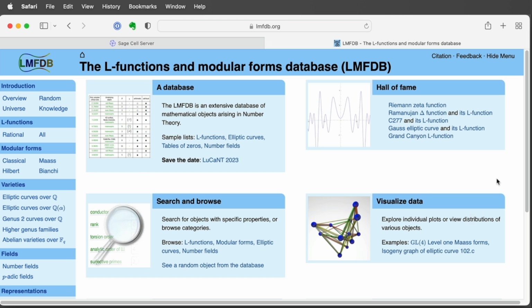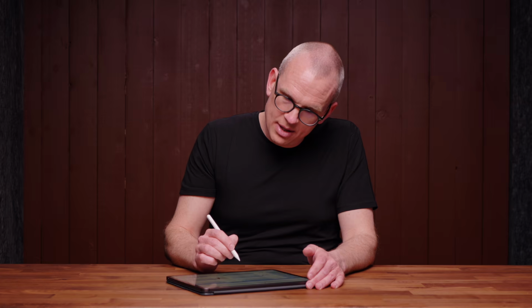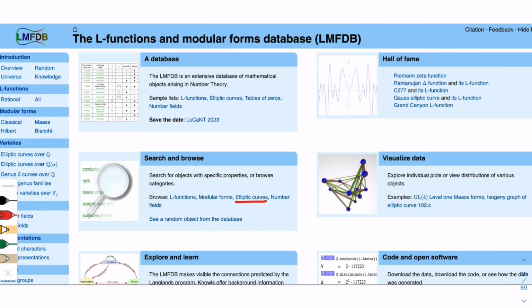Before we jump into the specifics of the two sequences, I want to take a step back and show you the LMFDB, the L functions and modular forms database. In the LMFDB, you find L functions and objects that give rise to L functions. You see elliptic curves here, number fields. In the Hall of Fame, you have the Riemann zeta, the Ramanujan delta function, and there's a lot more. But let's go to the universe page in the top left.